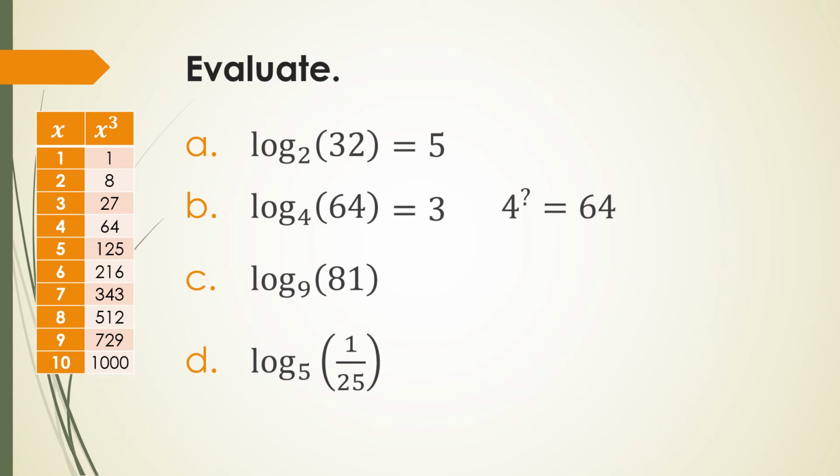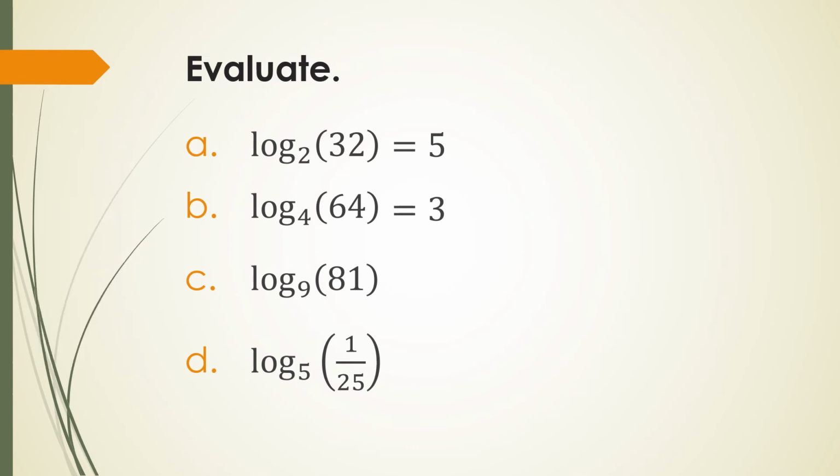All right, so let's try the next one. Hopefully you can try it, and this one's pretty easy. So 9 to what power will give me 81? Everyone knows this. It's 2. Answer is 2, because 9 to the 2nd power is equal to 81. And a log asks, what's the exponent used?